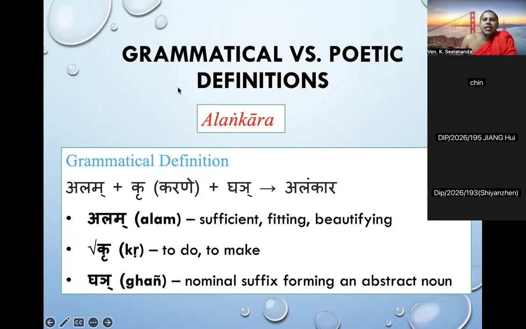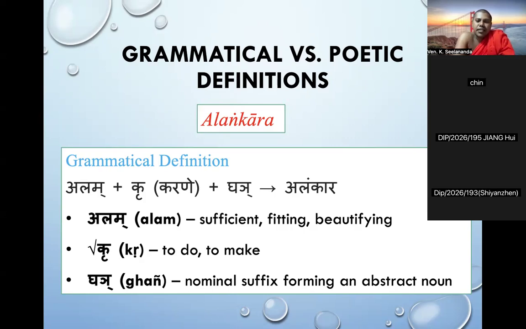Yeah, now we can understand the definition of poetic. What is the meaning of poetic? We can take the meaning of this word in three ways. The first one is the grammatical definition. We call it alankara, and alankara shastra. It is the same word: alankara shastra, poetic, rhetoric, the same words.